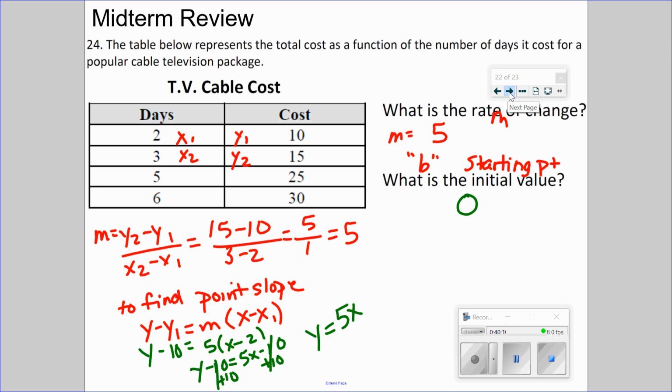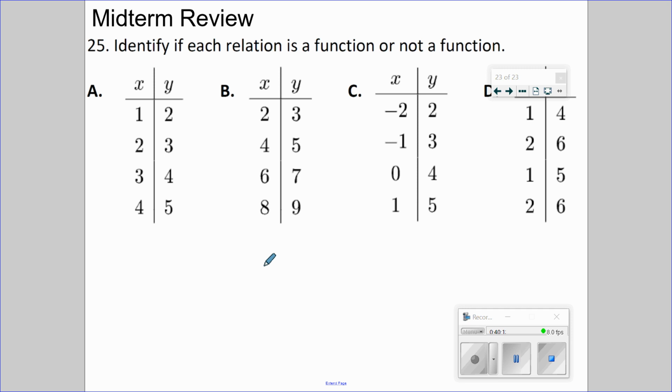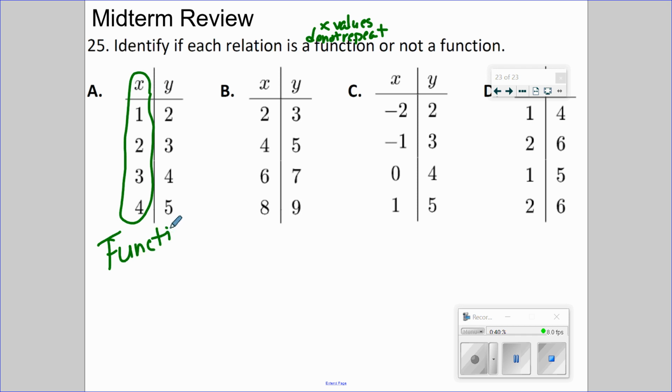And our last question is, identify if each relation is a function or not a function. In a function, the domain or x values do not repeat. So let's look at our first set. This is a function because the domain x values do not repeat. Domain, write that down for yourself.